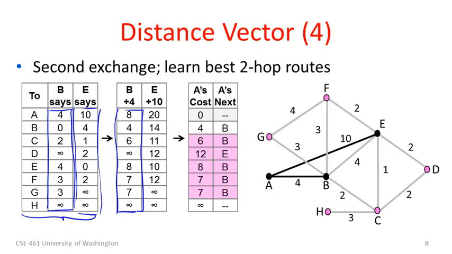For instance, the 4 there goes to 8, the 0 goes to 4, the 2 goes to 6, and so forth. E, I'm going to adjust that vector by adding 10. And that's, of course, because the link from A to E costs 10 units to go over. That gives me this vector.